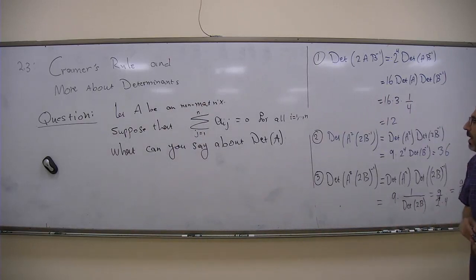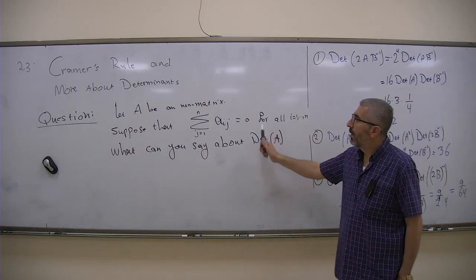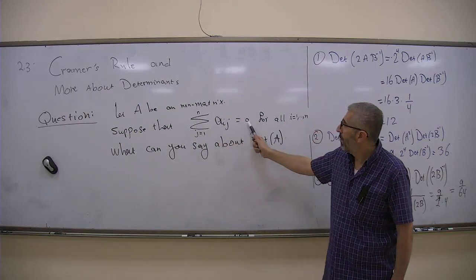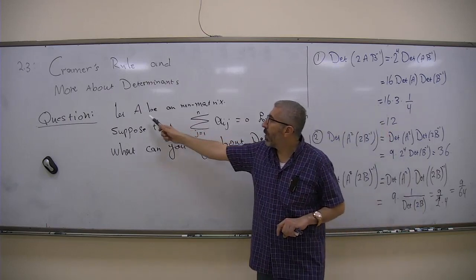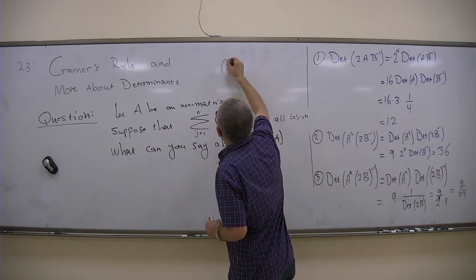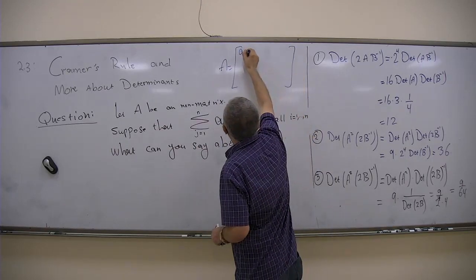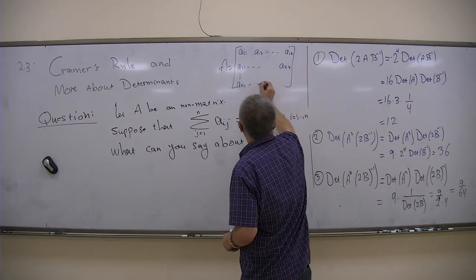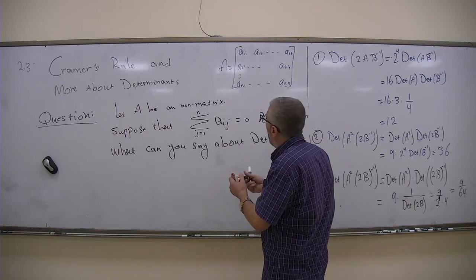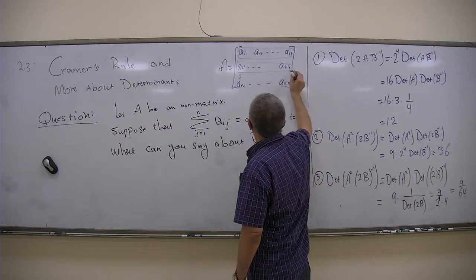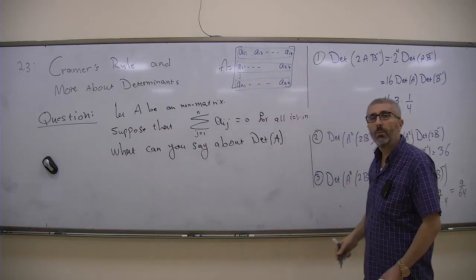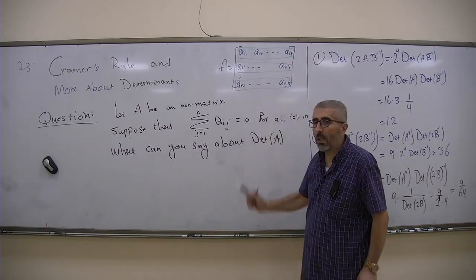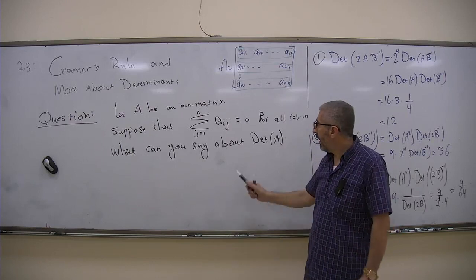Well, think about this question. Let me give you 1 minute to think about it. That is clear, an n by n matrix. What does this mean? It means when you sum each row of your matrix A, with entries a11, a12, up to ann, you get 0. Again, you have an n by n matrix. When you sum along the rows, you get 0. What can you say about the determinant of A?